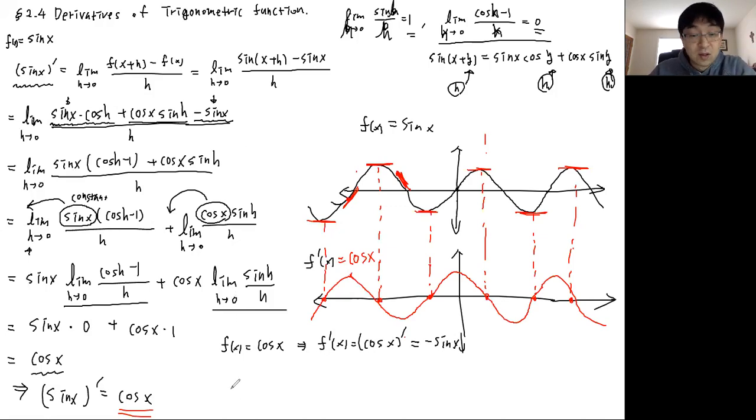The next one, f of x equals tangent of x. What is the derivative of tangent of x? In this case, don't use the algebraic method or the geometric method. It's really complicated. How can you find the derivative of tangent of x? You can use the quotient rule and an identity. This is the idea. I can just show it to you here.